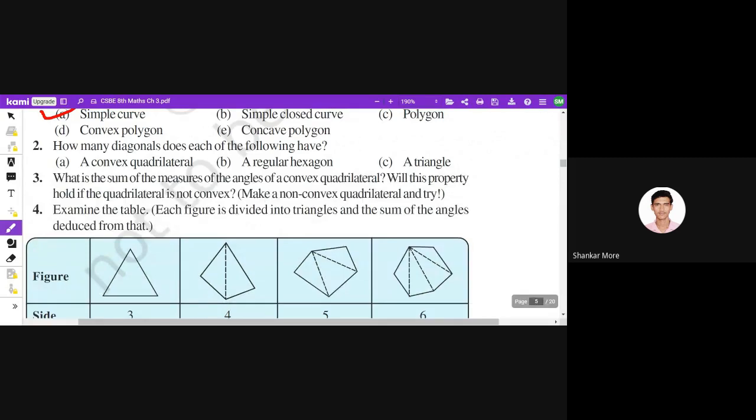Okay, so one more thing, students. I just want to confirm with you. Yes, this property holds if the quadrilateral is non-convex. So that's the explanation.